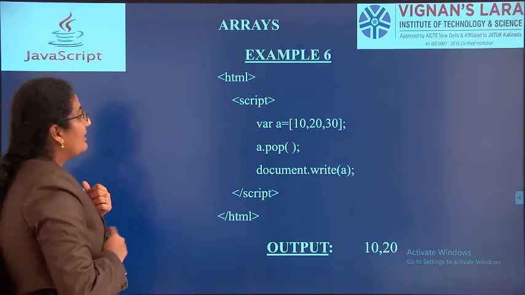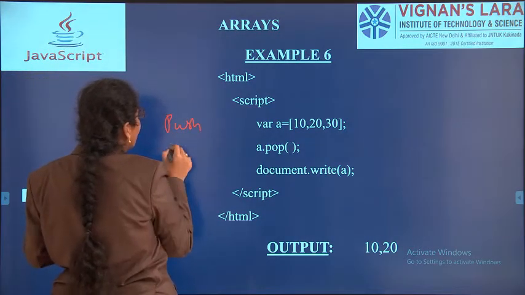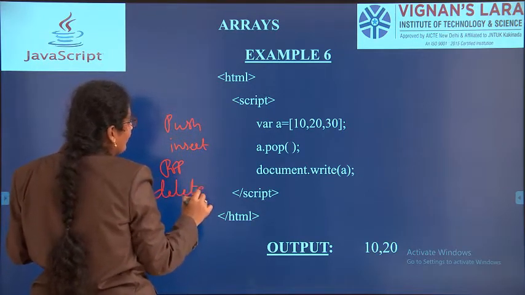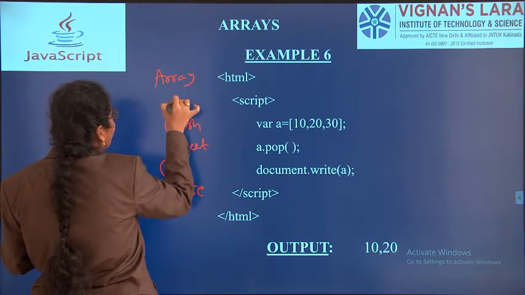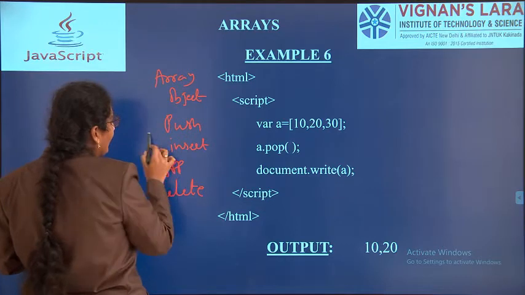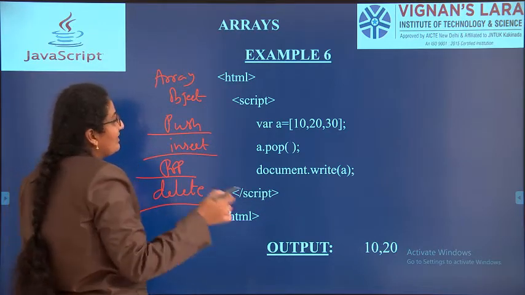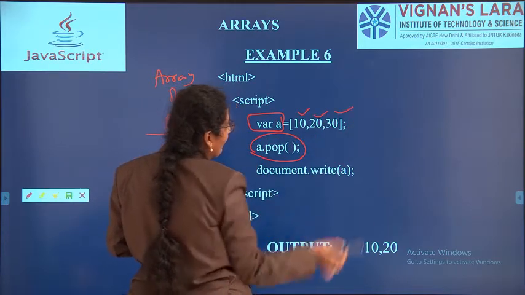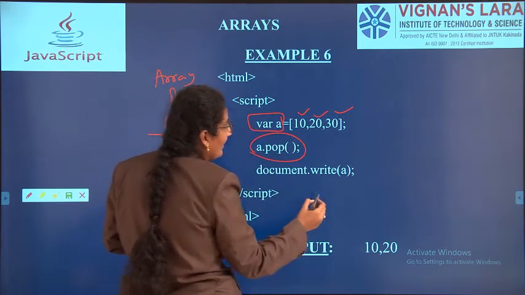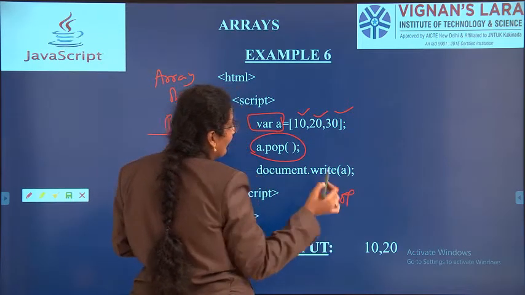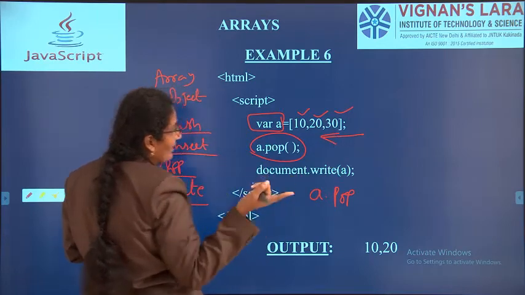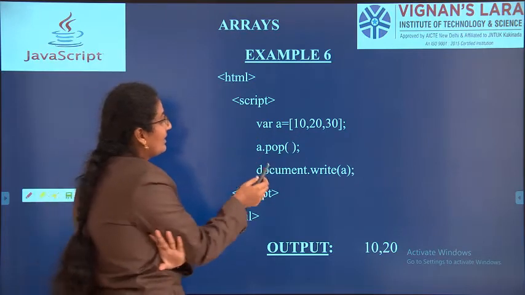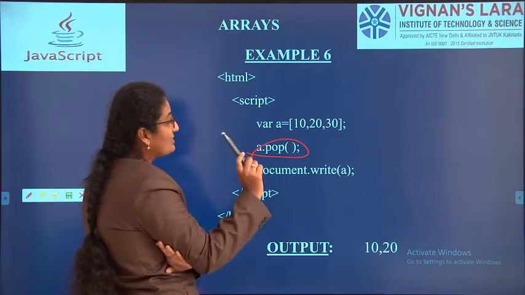This is for deleting. I told you push is for inserting, pop is for deleting, as I told you already when talking about the array object. Now we are doing pop. My array name is A with the elements 10, 20 and 30. I want to perform the pop operation on A. For that I have written A.pop. From the last onwards it will delete one element. I have not mentioned which element is to be deleted.